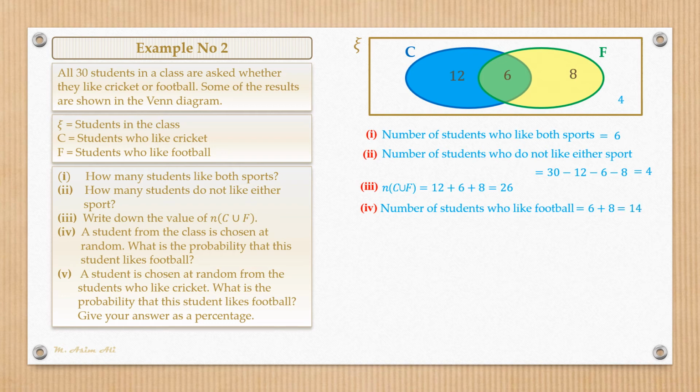So now we can write the probability. How do we write the probability? Probability is equal to the number of favorable outcomes divided by the total number of outcomes. So the probability that a student likes football is equal to the number of students who like football divided by the total number of students. The number of students who like football is 14 and the total is 30, and they both divide by 2, so 7/15 is the required answer in the simplest form. Number 5, a student is chosen at random from the students who like cricket.